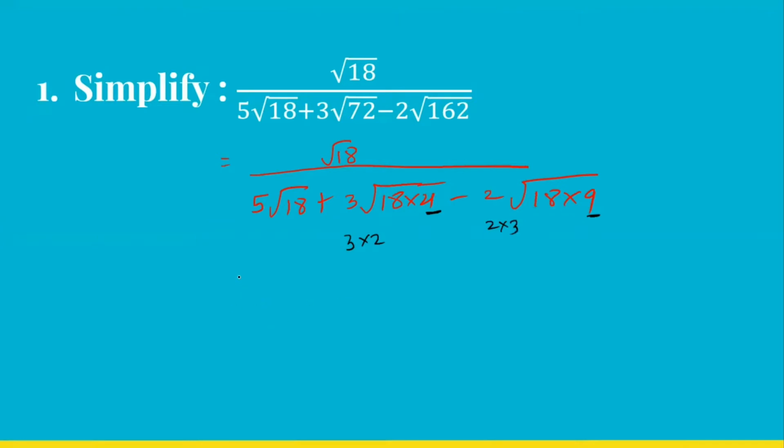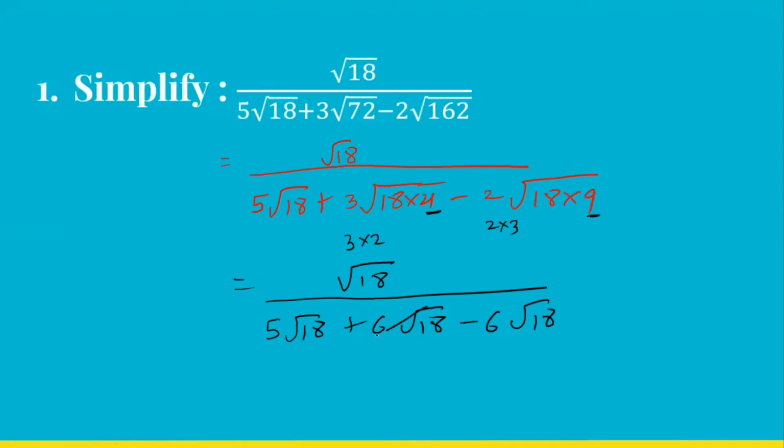So we rewrite this as root 18 upon 5 root 18. Now root 4 is 2, and 2 times 3 is going to be plus 6 root 18. And root 9 is 3, so 3 times 2 is going to be minus 6 root 18. So the 6 root 18 minus 6 root 18 got cancelled. So we have root 18 upon 5 root 18. This root 18 and root 18 got cancelled. So our final answer is 1 upon 5. When we simplify this, we get 1 upon 5.